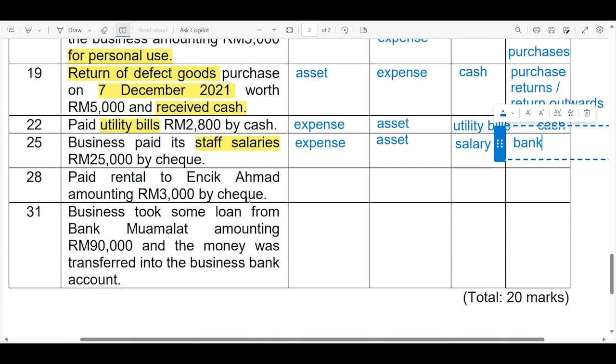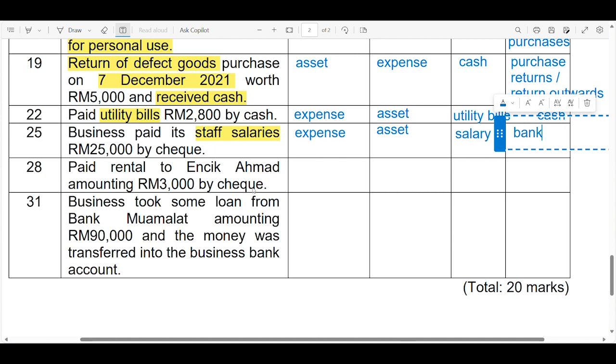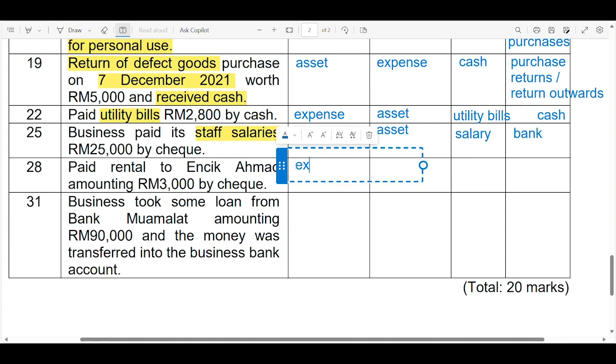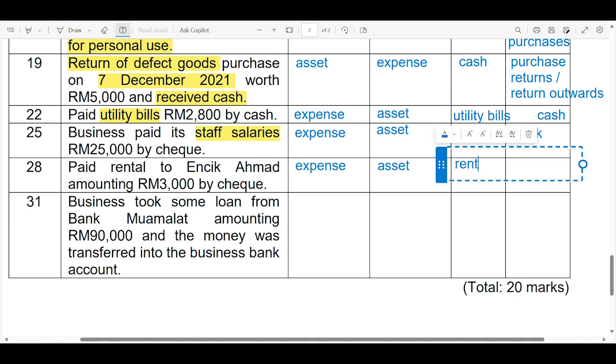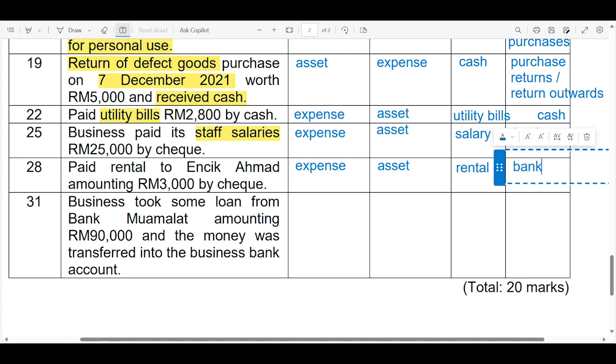Paid rental. This is another example of expense. So increase in expense. Paid by check, so decrease in asset. What expense account to be debited? Rental. Very good. Which asset account is affected here? Paid by check, bank. Yes.